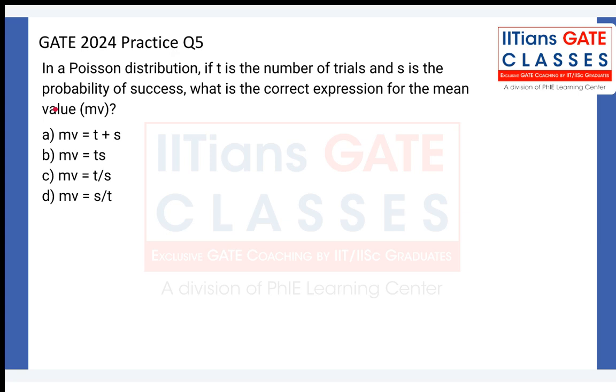Yeah, so it's a direct question, right? You should know this. It's directly from the Poisson distribution. If the number of trials given is t and s is the probability of success, the mean value is t multiplied by s, ts. Okay, so option B will be the right answer.